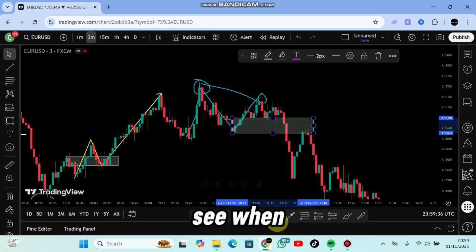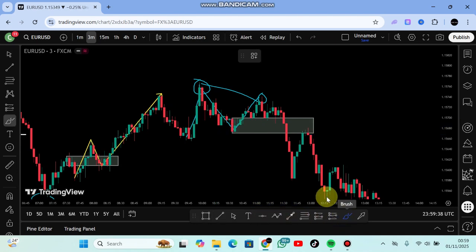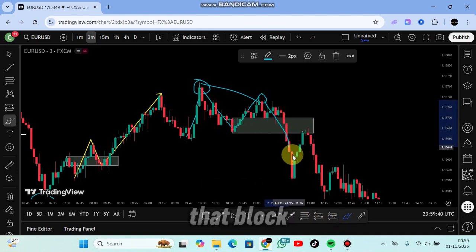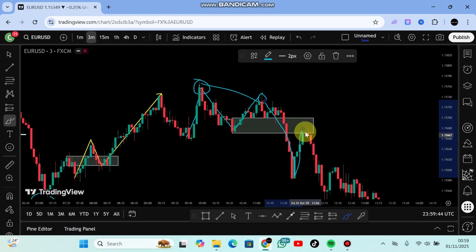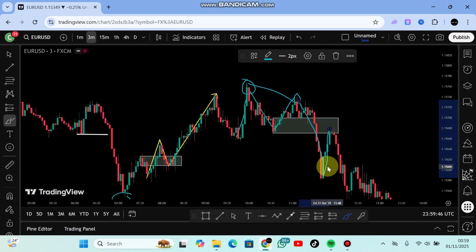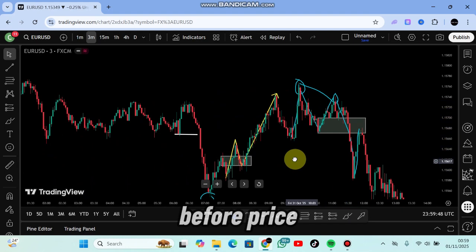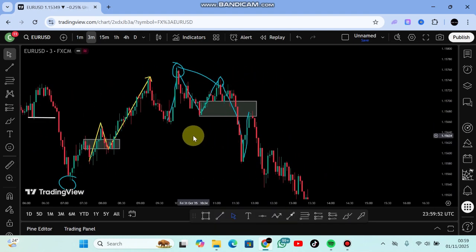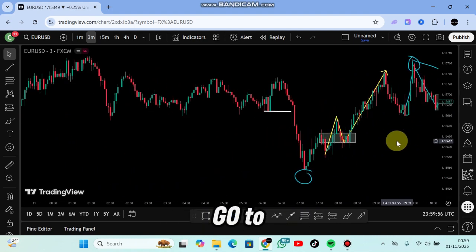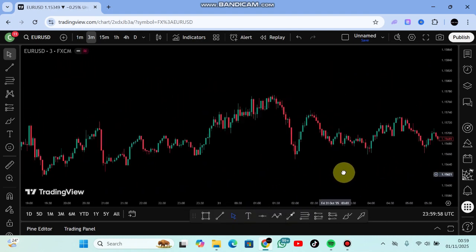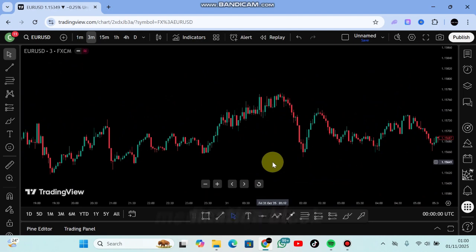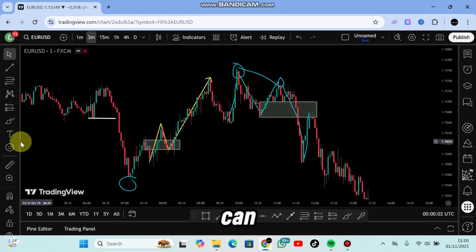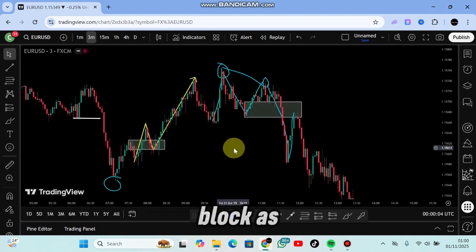You can see when price pierces through this particular order block candlestick, price retraces back into this place. You can see the tap in, price decides to go up before price decides to go down. So guys, this is another example of a mitigation block. I want you guys to go into your chart and try to identify mitigation blocks as much as you can.